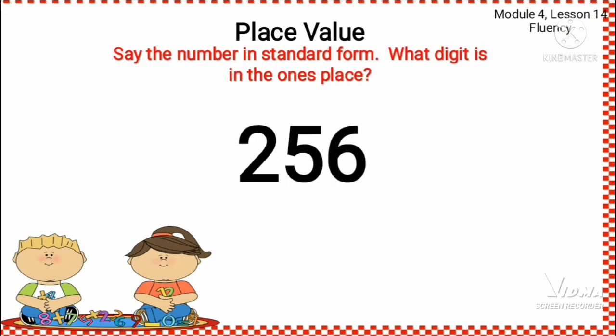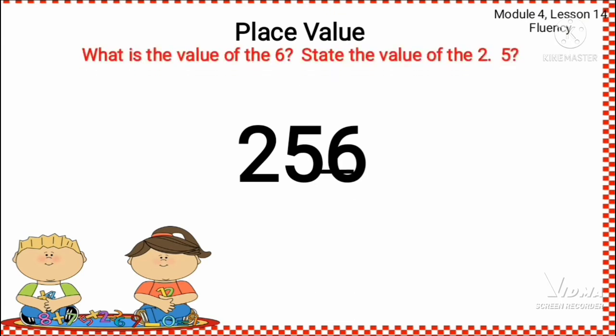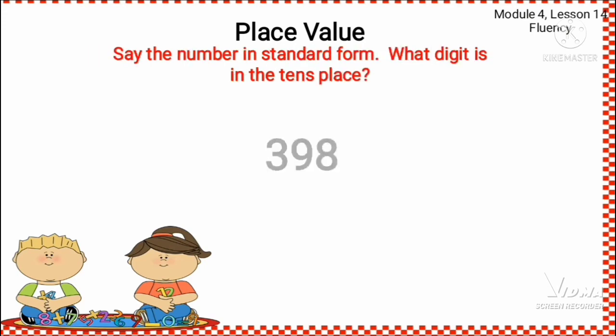Here's another number. Can you say this number in standard form? 256. What digit is in the ones place? 6. Correct. What is the value of the 6? 6 ones. Can you state the value of the 2 and 5? The 2 is 200 and the 5 is 5 tens.